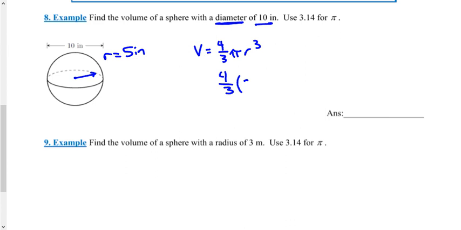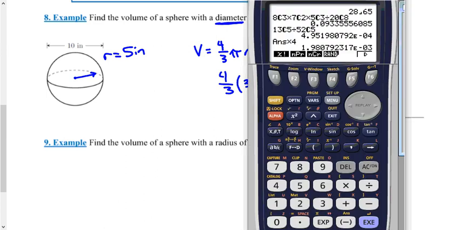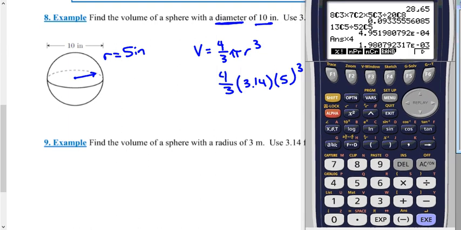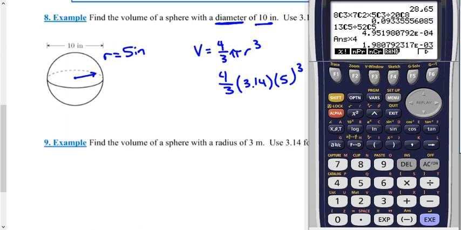So 4/3 times 3.14 times r, which is 5, cubed. Make sure that when you do these, you're going to put them in the calculator. You can put it in just exactly like you see it here if you want to. But the important thing is that you're going to have to cube the 5. So I'll put one of these in the calculator. I don't know that we'll necessarily do all of them together. I have a Casio calculator right here, although the TI calculators are still pretty much just the same.